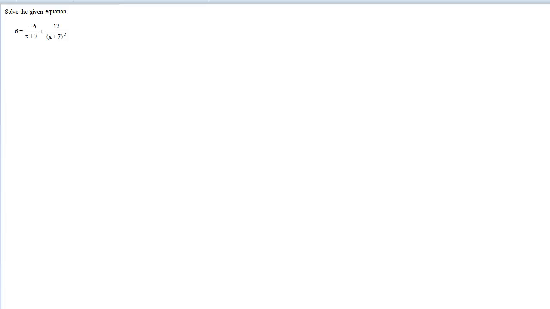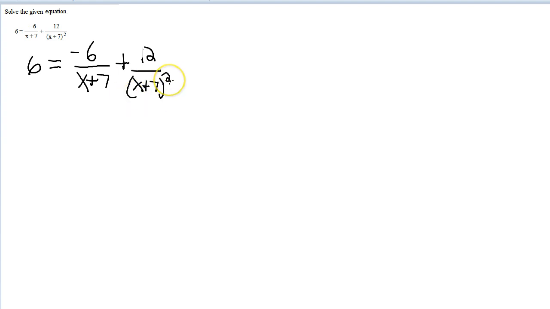Okay, we want to solve the given equation. It is written as 6 equals -6 over x plus 7 plus 12, and that's over x plus 7 quantity squared. The best way to solve such equations is to clear out the fraction.